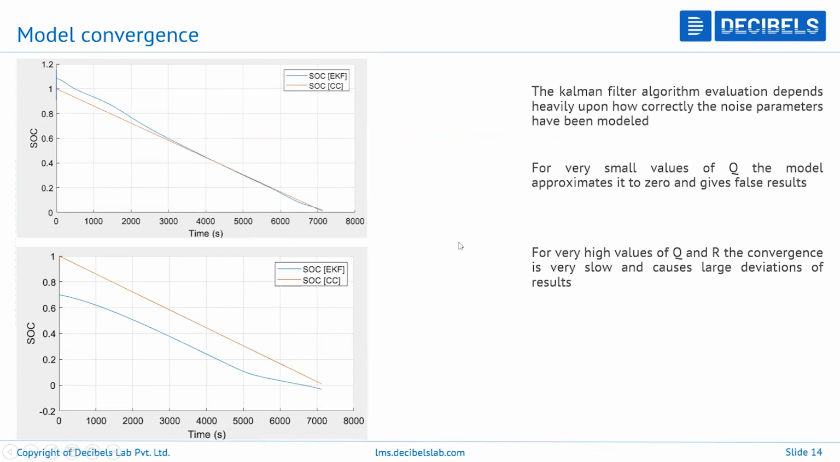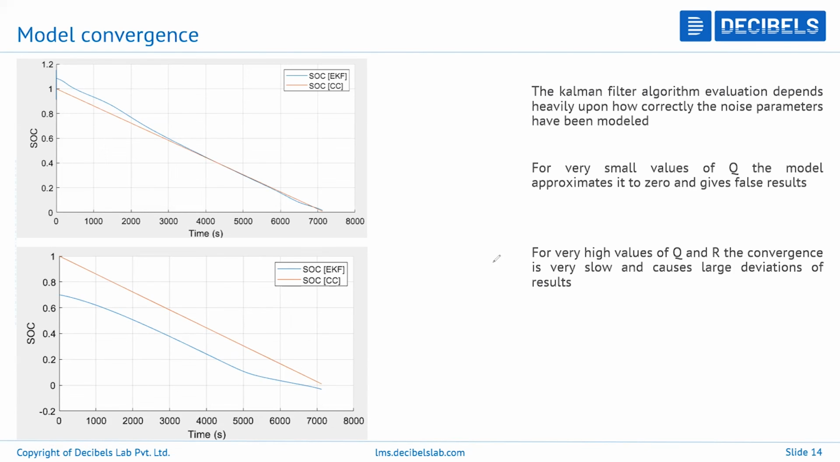So now we come to one of the most important topics of a Kalman filter, something which Coulomb counting or SOC-OCV lookup table methods will not be able to adjust to, and it is called model convergence. So model convergence is basically how accurately the model is tracing the desired value.